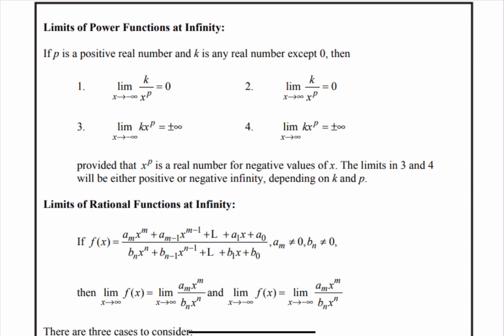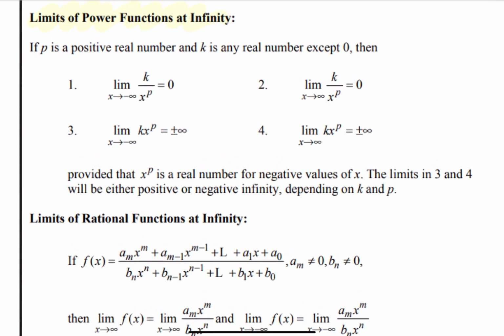So here it says limits of power functions. Now let's go ahead and take a look. Here, my power functions are in the denominator. So when the power functions are in the denominator, limit x goes to negative infinity or limit x goes to positive infinity, the function value is 0. When the power functions are in the numerator, and when I have limit x goes to negative infinity or positive infinity, then the function value is either positive or negative infinity.